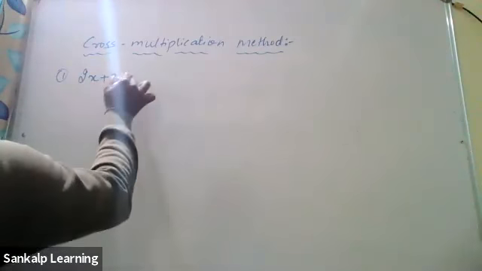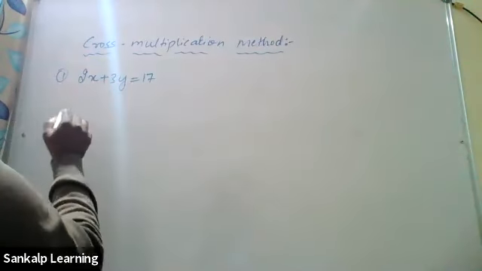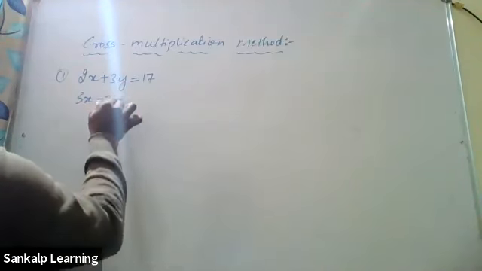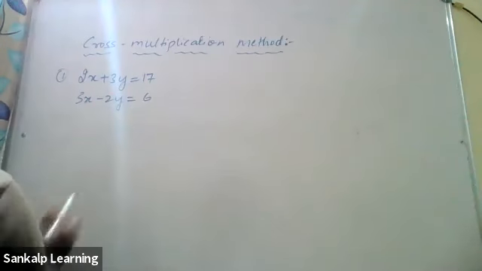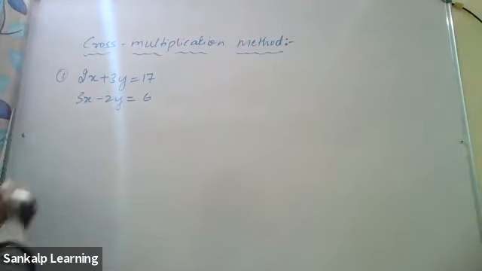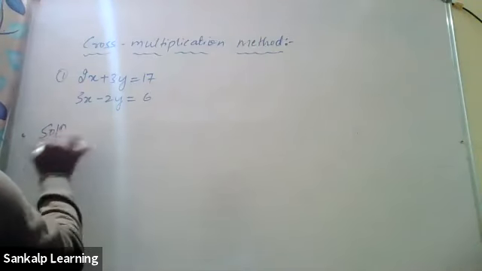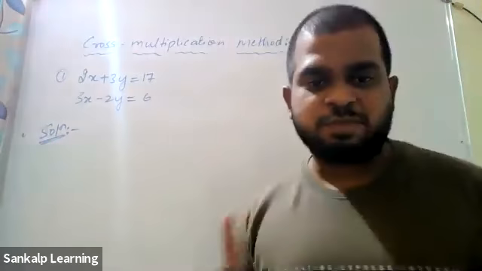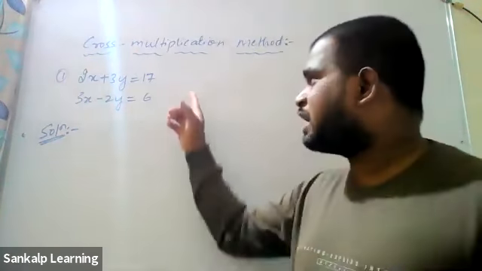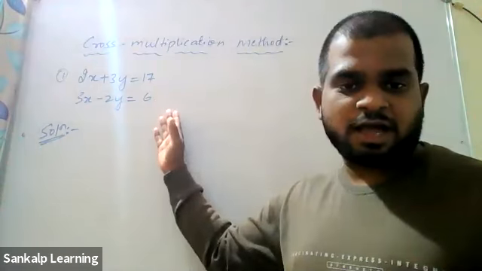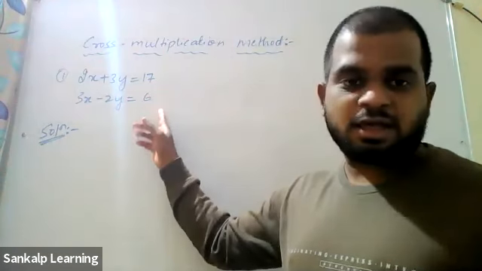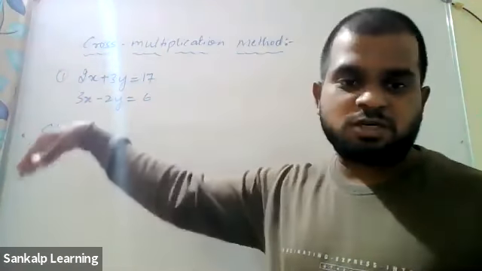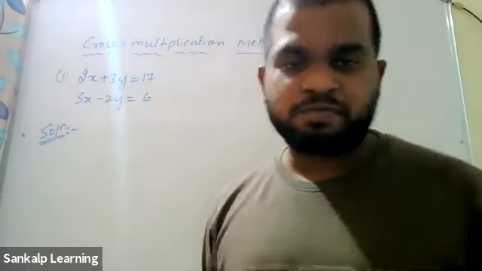Take down 2x plus 3y equal to 17, and 3x minus 2y equal to 6. I'll do one problem, please observe. Now, I told you in the cross multiplication method the RHS should be 0. But here it is not 0, it is 17 and 6. What should you do? Transpose it to the other side so that the RHS will become 0.